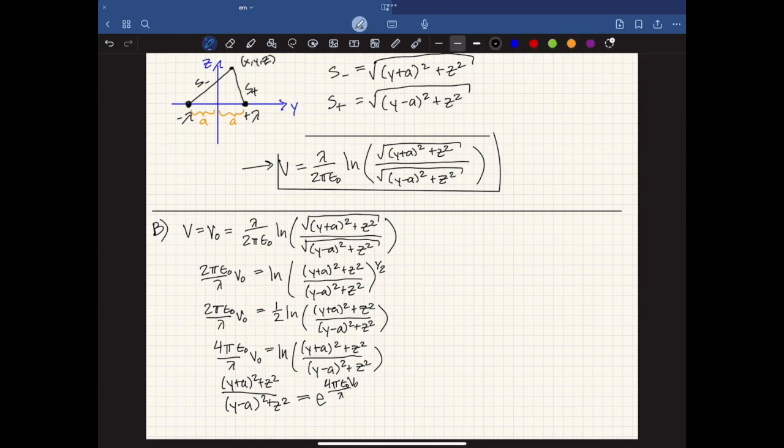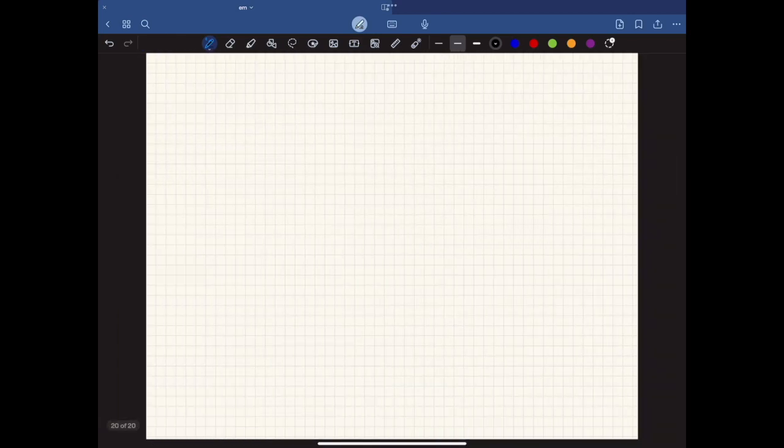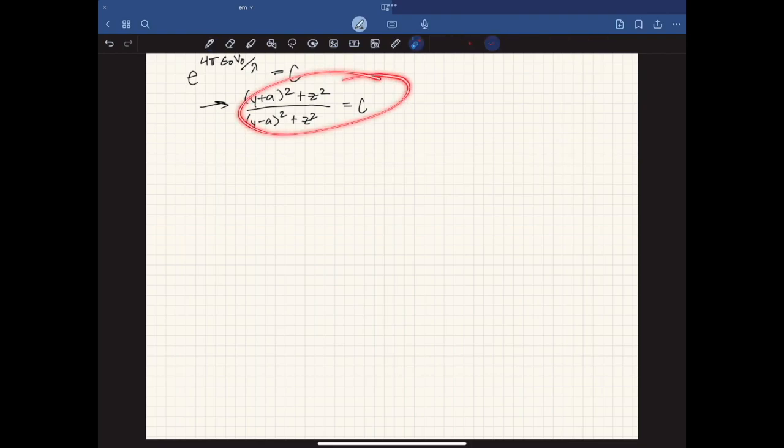All the terms on the right are just constants, and V0 is just a given potential. So we can set those constants equal to some constant C. Then we have the following equation. To show that the equipotential surfaces are circular cylinders, we should put this equation in the form of the equation of a circle.